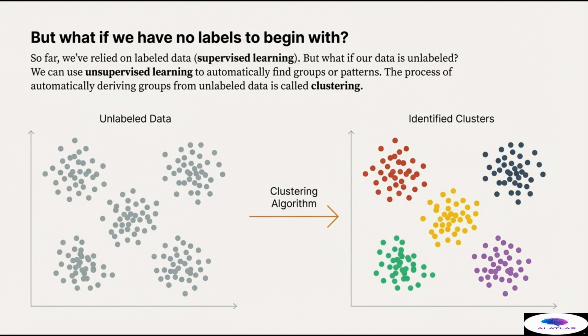Unsupervised learning is the process of automatically finding intrinsic structures, groups, or patterns within the unlabeled data itself. The primary technique used here is called clustering. Clustering algorithms analyze the similarity and proximity of the data points and automatically derive groups. The chart on the left shows the unlabeled data, just a collection of gray points. After processing this through a clustering algorithm, the output on the right, identified clusters, shows 5 distinct groups that the algorithm found autonomously. This allows us to make sense of large datasets without prior human knowledge or labeling effort.